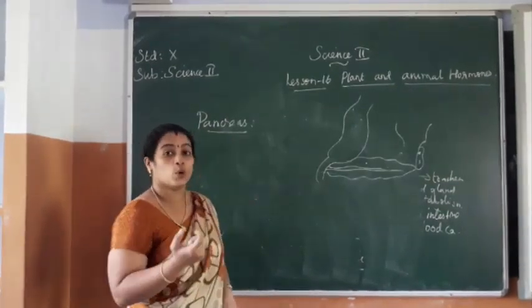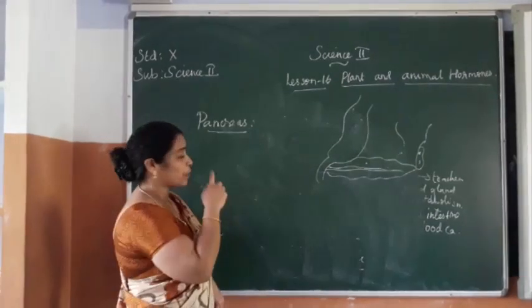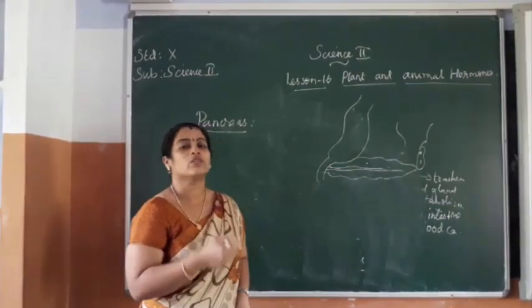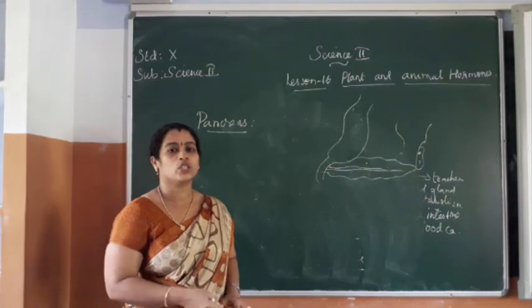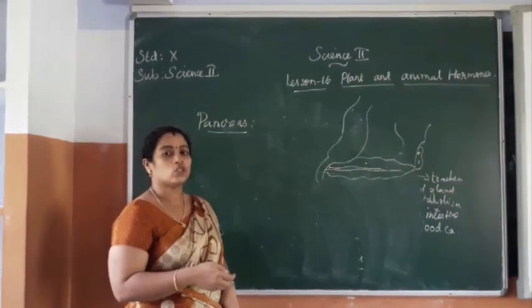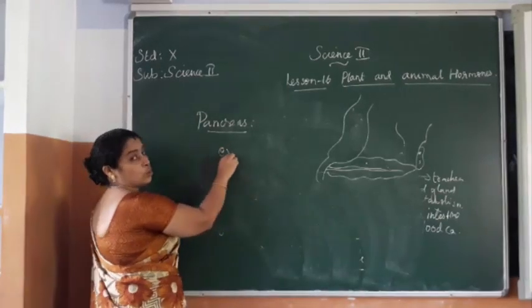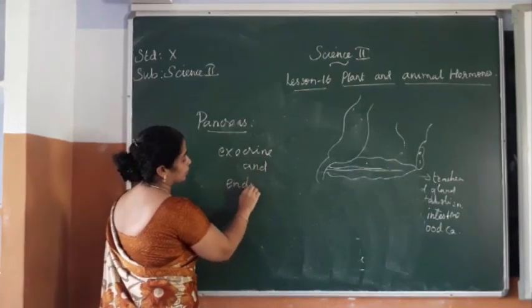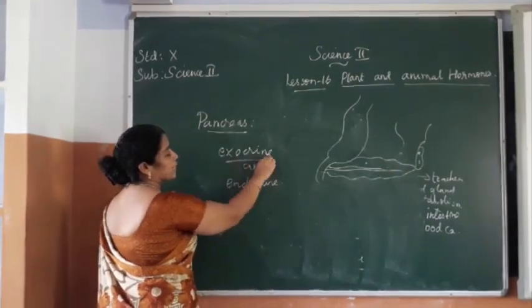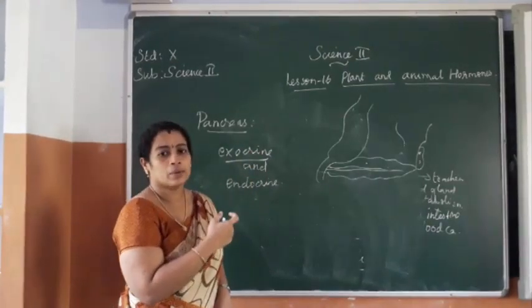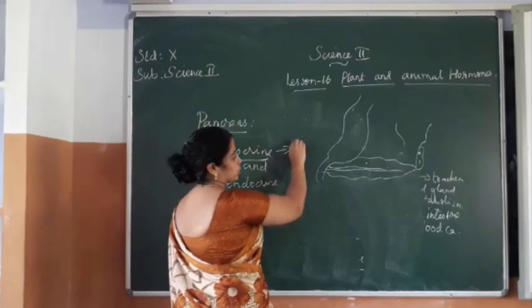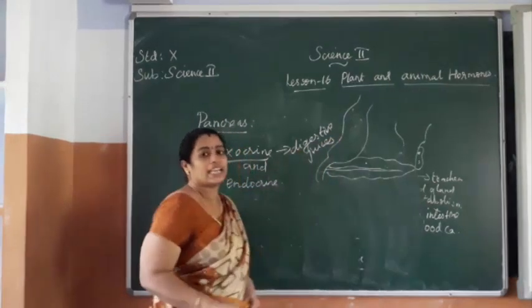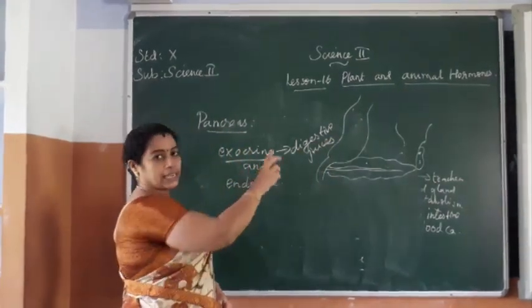So it is both exocrine and endocrine. Why is it called exocrine? It will produce the digestive juices for the process of digestion, so it is said to be an exocrine gland. This exocrine part of the pancreas will produce the digestive juice, which helps in the digestion of the food material we are eating. That is the exocrine function.